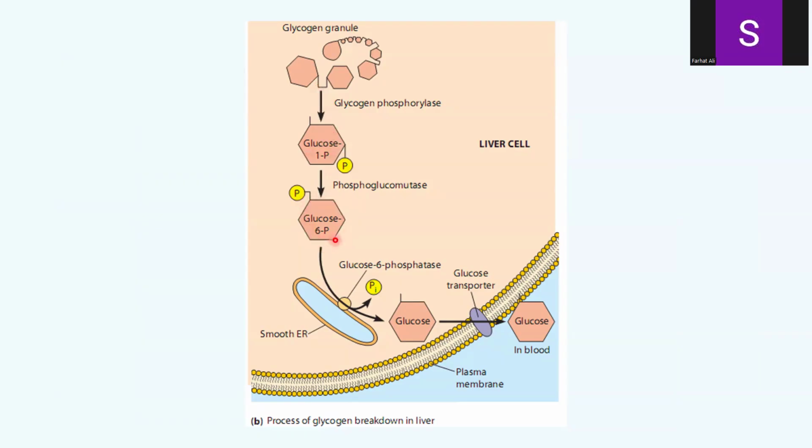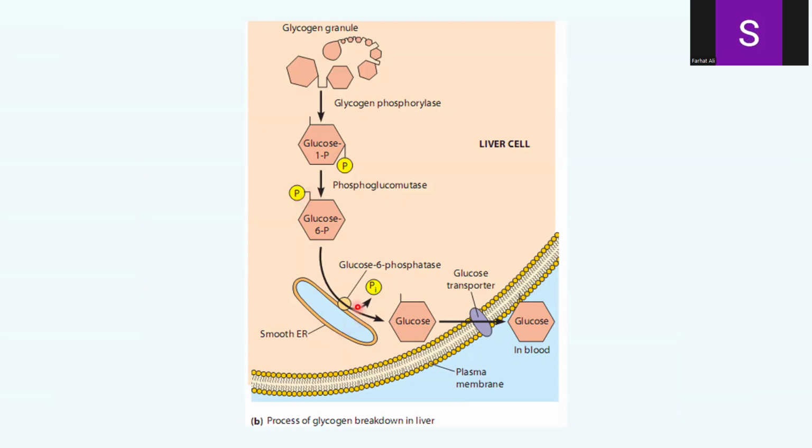Now, glucose 6-phosphate, its permeability through the membrane is quite low because this is a highly polar molecule and it contains a phosphate group attached to it, which is negatively charged. So in order to transport glucose, this first must be dephosphorylated. Dephosphorylation means removal of the phosphate group. Phosphorylation is the attachment of phosphate, and dephosphorylation is the removal of the phosphate.